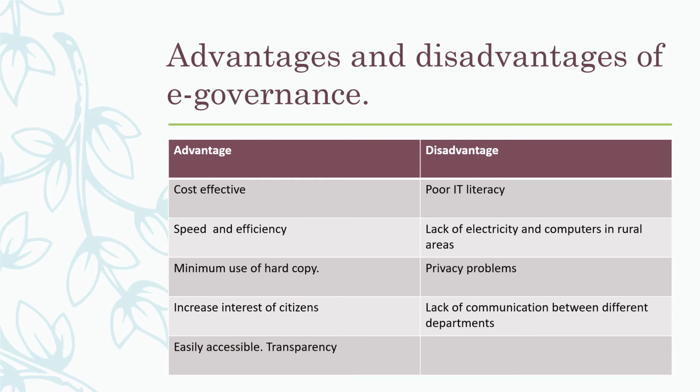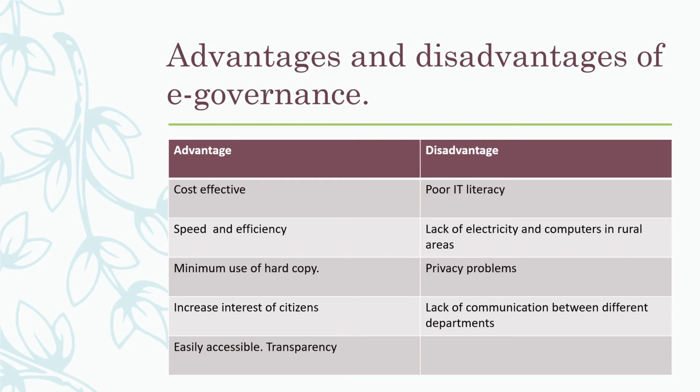Advantages and disadvantages of e-governance. The advantage is that it's a cost effective way of spreading information to everyone. Speed and efficiency: it has become more efficient rather than publishing in the newspaper and spending money on the newspaper for sharing information. This is much more efficient as people can access it anytime. Minimum use of hard copy, because it is online, so there is no need to publish and print unnecessarily.